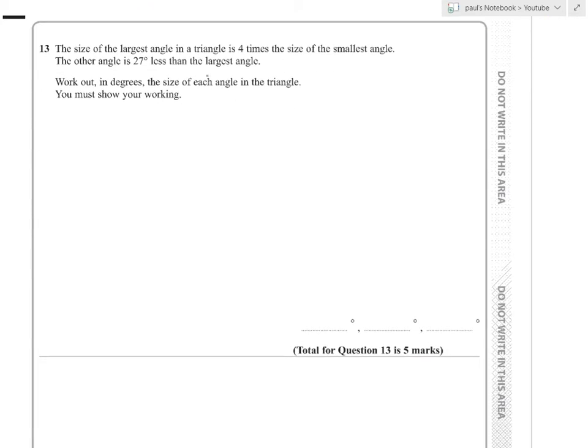The size of the largest angle in a triangle is 4 times the size of the... Let's just draw a triangle and see where we go. It doesn't have to be a right angle. The largest angle is 4 times, so we'll say that's the largest. So that's going to be 4 times x. We call that x. And the other angle is 27, so this one here is 4x minus 27. Work out in degrees the size of each angle.